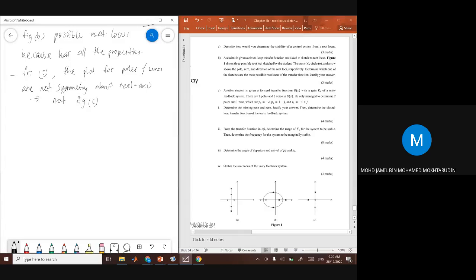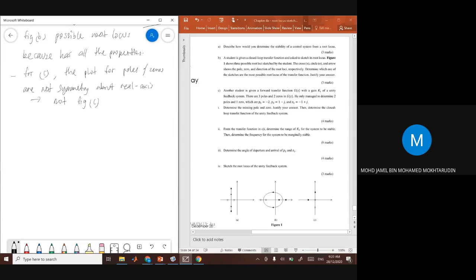Okay, question C. Another student is given a forward transfer function, G(s), with a gain K1 of a unity feedback system. There are 3 poles and 2 zeros in G(s). He only managed to determine 2 poles and 1 zero, which are P1 equals -2, P2 equals 1 minus j, and Z1 equals -1 plus j. So question 1, determine the missing poles and zero. Justify your answer, and then determine the closed loop transfer function of the unity feedback system.